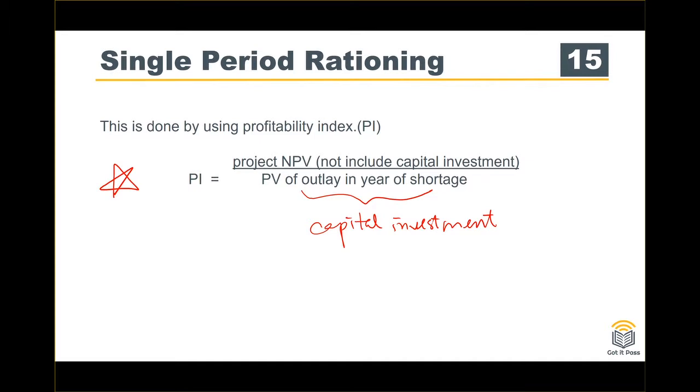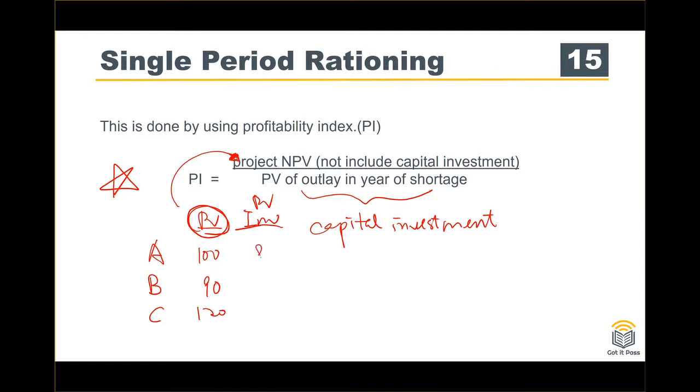Single period rationing means, for example, right now we have projects A, B, C. We have the PV, for example, for A, $100, B maybe 90, C maybe 120. Then we have the investment, the present value of investment. The present value shown here is the project NPV. So the present value of investment, for example, maybe here is $80, here 75, here 90.